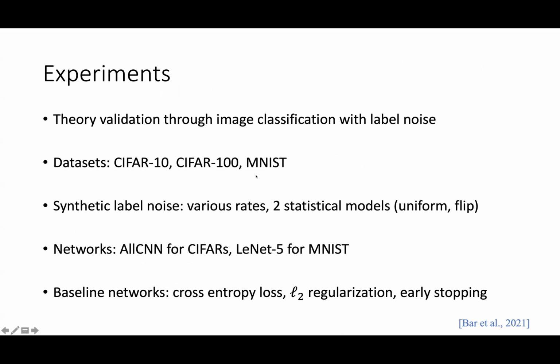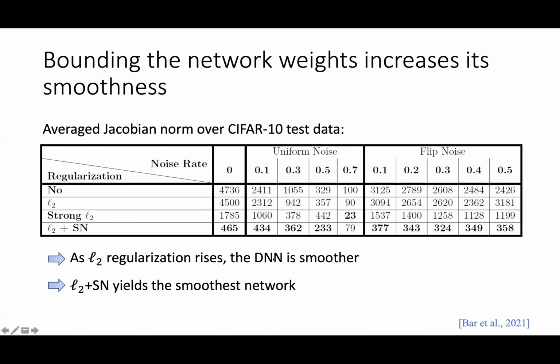We tried it on several datasets, CIFAR-10, CIFAR-100, MNIST, and also Fashion-MNIST. Details are in the paper. First of all, we have seen that when we apply no regularization, we get a very high Jacobian. Once we apply L2 regularization, we reduce the Jacobian a bit. When we apply a very strong L2, we reduce it more. But when we apply L2 with spectral normalization, we reduce the Jacobian the most.